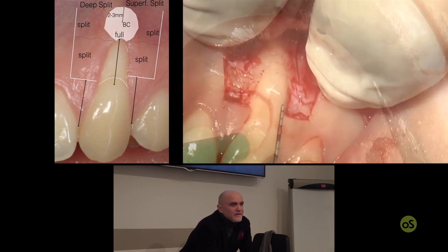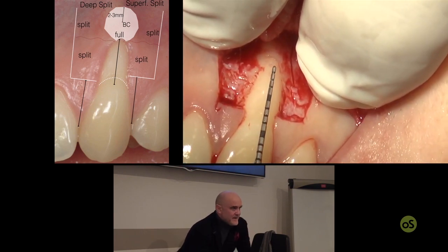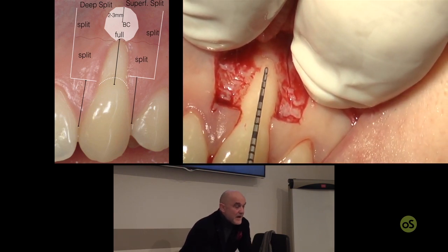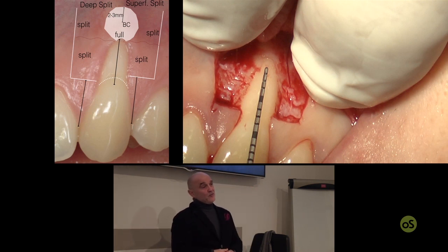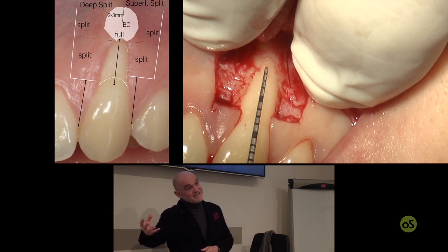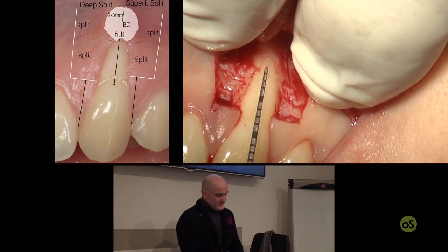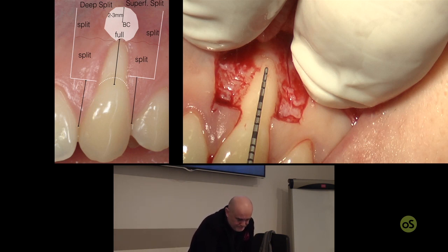This alveolar mucosa, dear friends, is very thin. The alveolar mucosa is about 0.2, 0.3 millimeters, no more, because the whole muscle and submucosal tissue is completely left inside and separated with the superficial incision. Now it's time to make root planing.